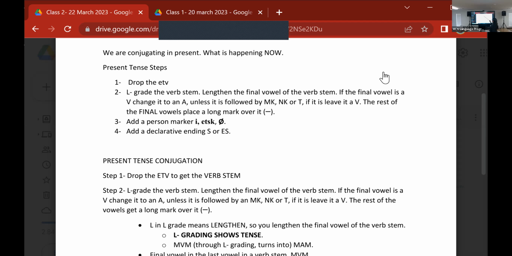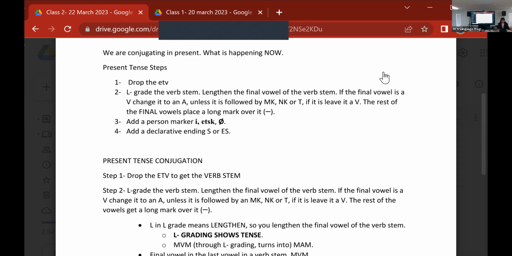For present tense steps, you drop the ETV and L-grade the verb stem. You lengthen the final vowel of the verb stem. If the final vowel is a V, change it to an A, unless it is followed by MK, NK, or T. If it is, leave it a V. The rest of the final vowels, place a long mark over.